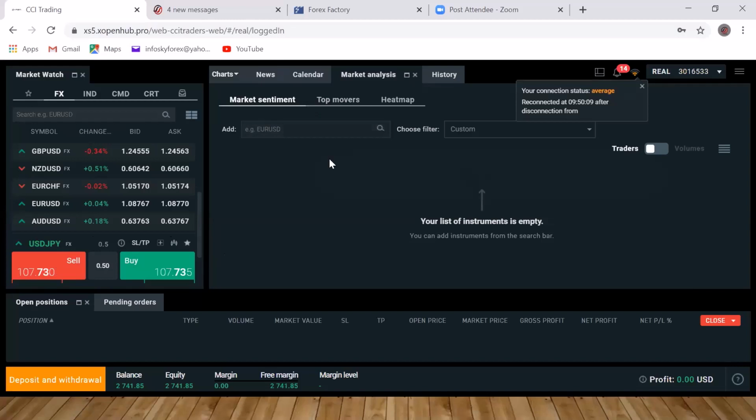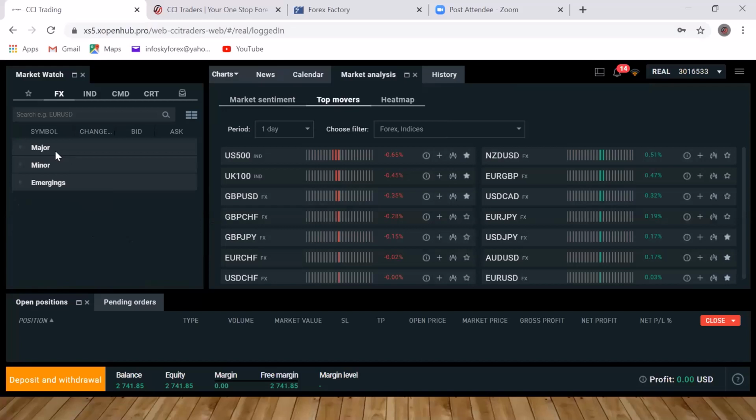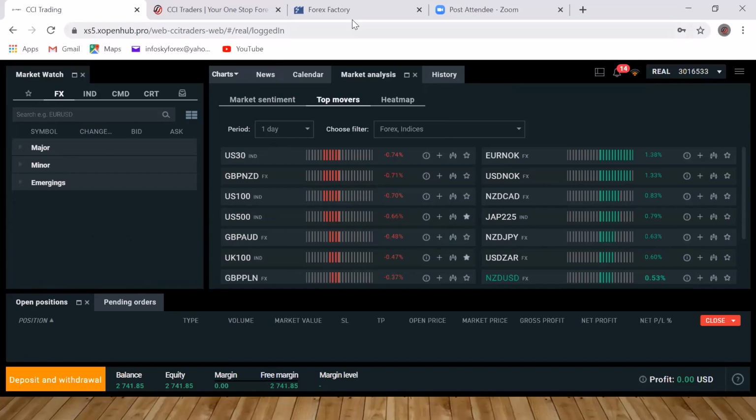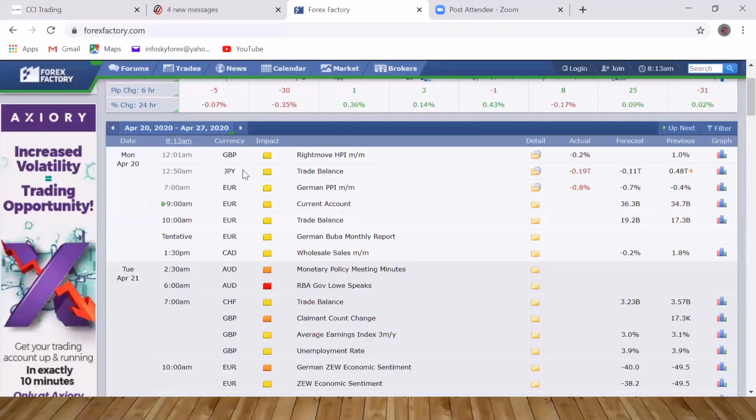Let me check from top market sentiment, top movers. You can see that Japanese yen is weak. USDJPY is rising because of the outcome of trade balance on Japanese yen in the midnight. The outcome of trade balance on Japanese yen in the midnight was negative. And the market, as you can see today, is rising.